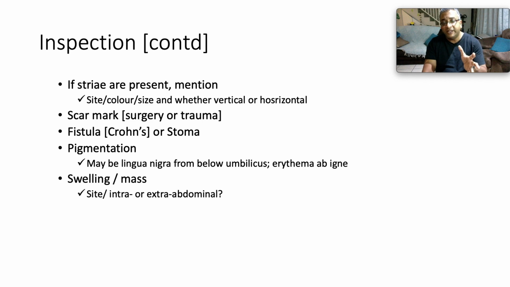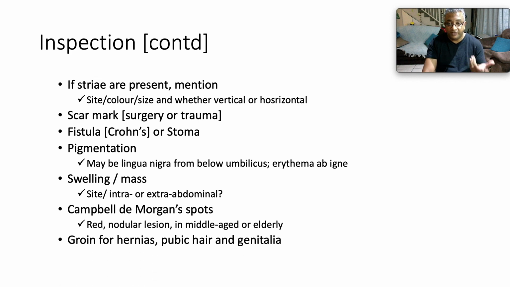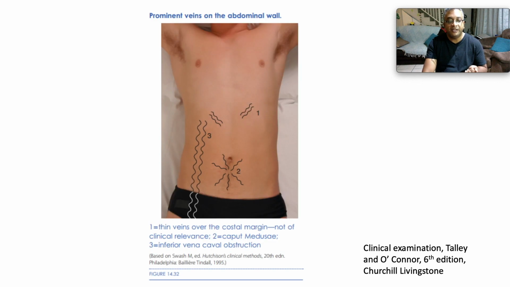And the way you tell if the mass is intra or extra abdominal is ask the patient to contract the abdominal muscles or to raise the leg. That's going to cause contraction of the skeletal muscles of the abdomen. And indeed, if it is extra abdominal, it will become more apparent. But if it's intra abdominal, it won't. Right? Campbell-De Morgan spots, if they are there, comment on them, and the groin for hernias, pubic hair, and genitalia.